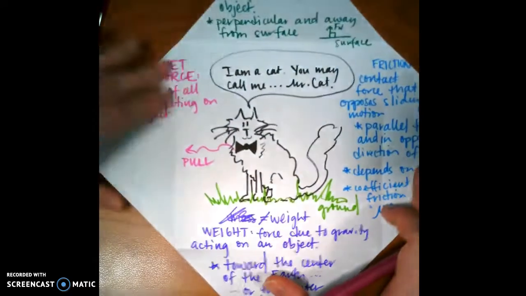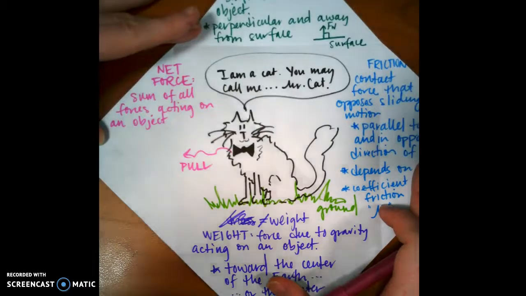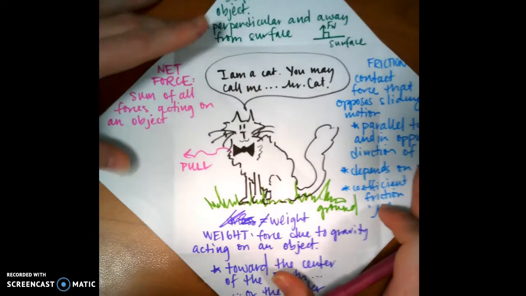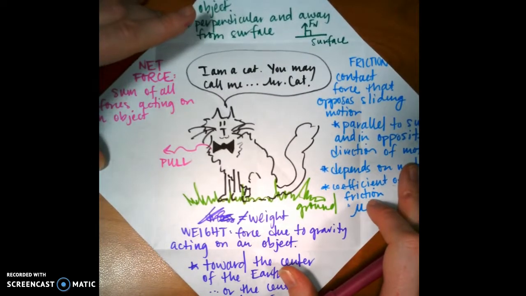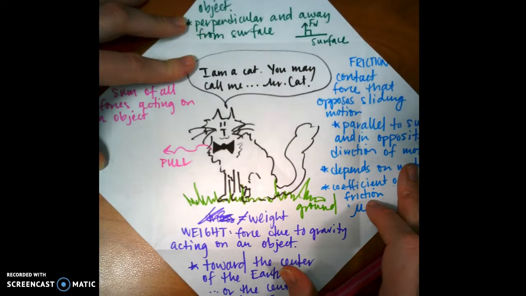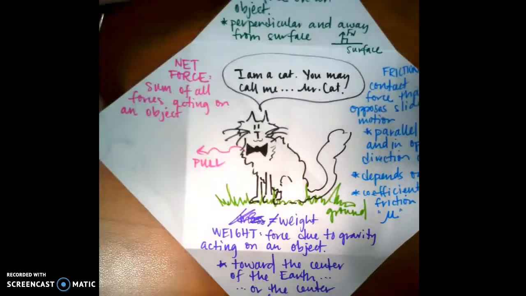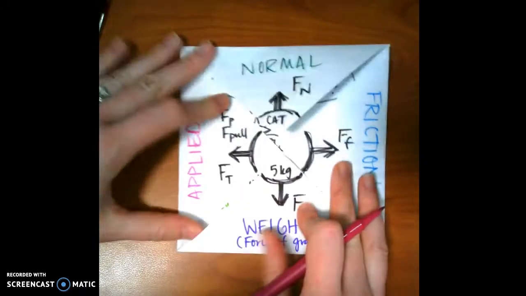Now, here's the thing. Those of you who have big dogs, or even little dogs for that matter, you've all had that moment where you're trying to get your dog to go where you are pulling on the leash and the dog does not move. If you see an object with 0 changes in state of motion, that means there is 0 acceleration, which means our net force is 0.